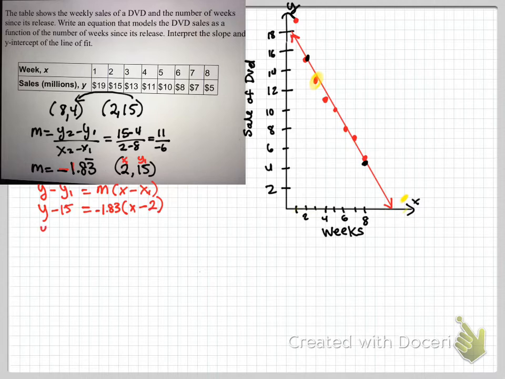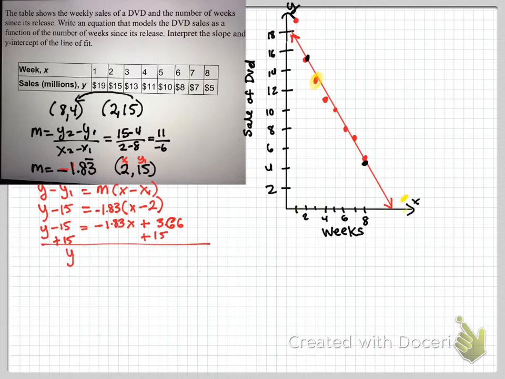And now I've got to simplify it. You've got a calculator. y minus 15 equals -1.83 times x minus, now 1.83 times 2 is 3.66. We're just going to estimate it. When I distribute it, negative times negative should make a positive. So plus 3.66. And then we're doing plus 15.